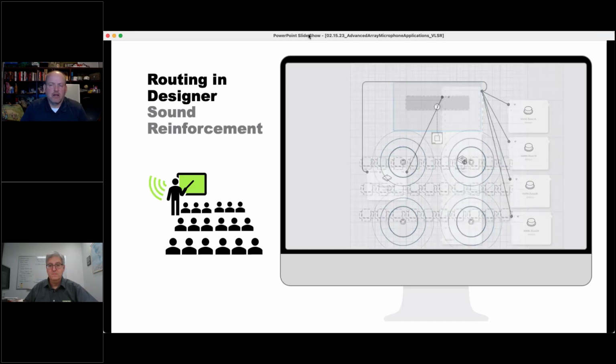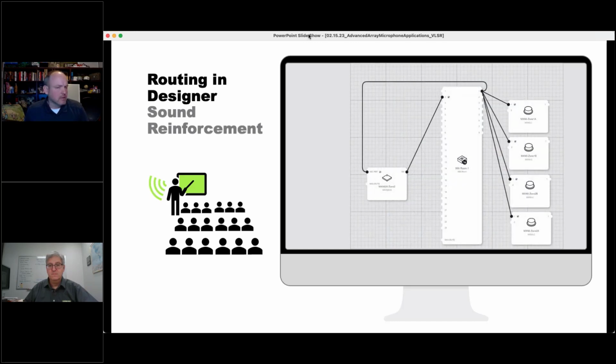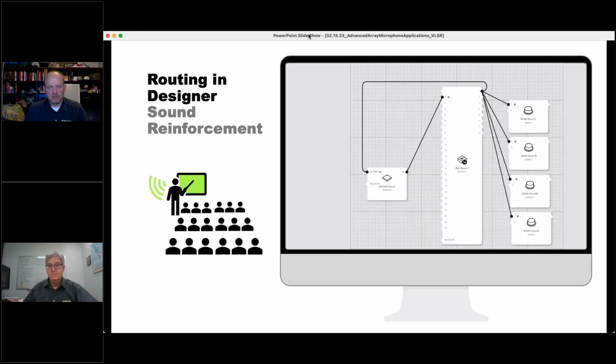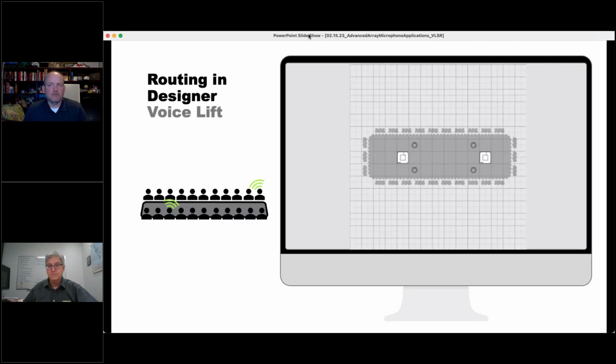We'll go on to the next slide, and I'll show you how this would be routed in our Designer software. We simply have the MXA 920 coming into our DSP, which is our IMX Room, and then out to our MXN5C ceiling speakers. Now, if we're going to do a voice lift room, we're going to do things a little bit different because this is going to be separated into zones, and this is more of a conference as opposed to a presentation style.